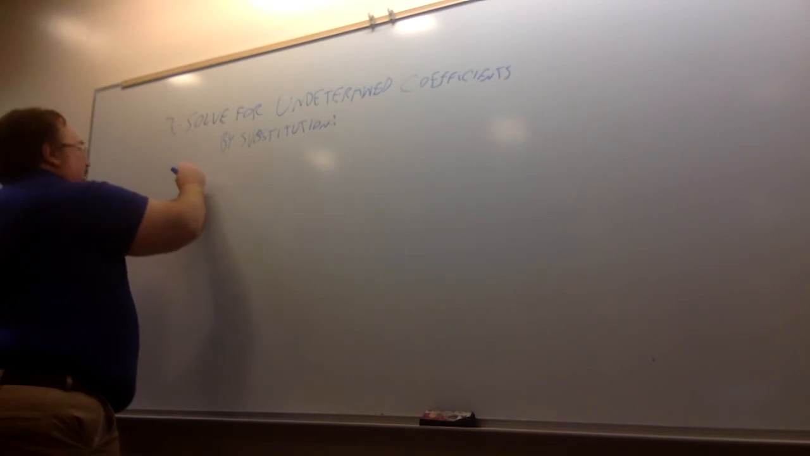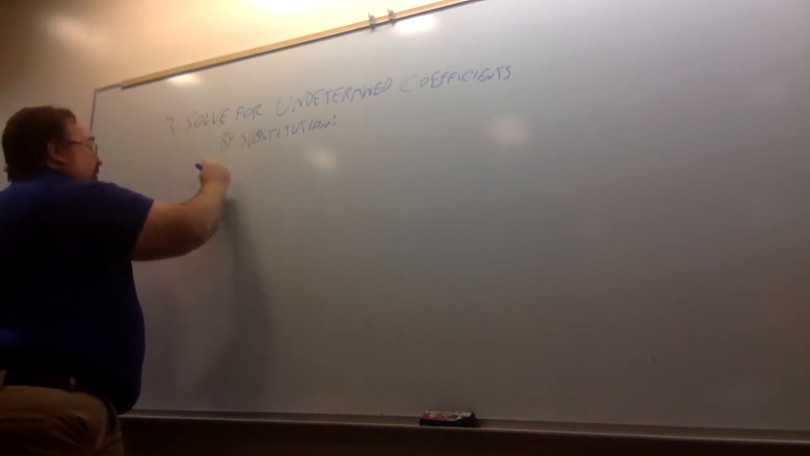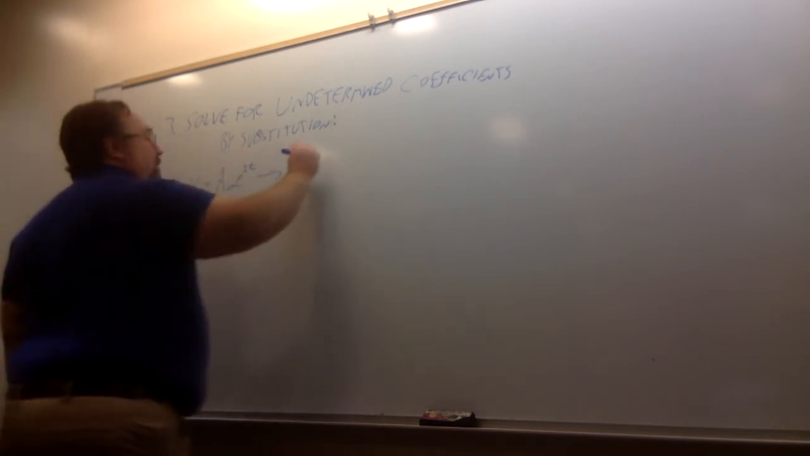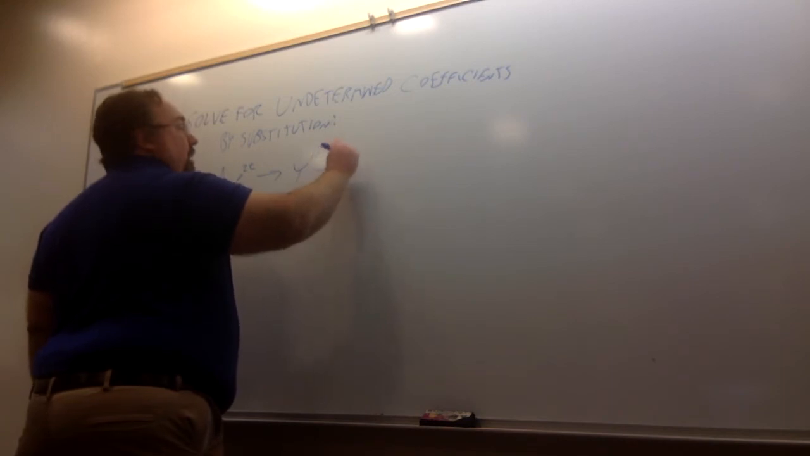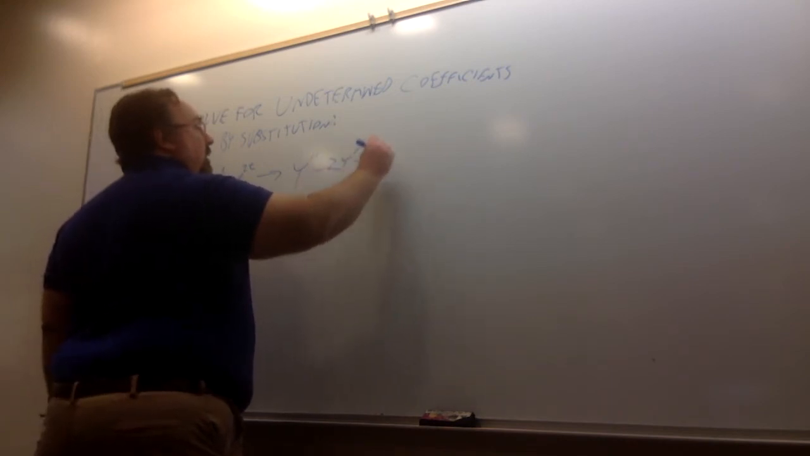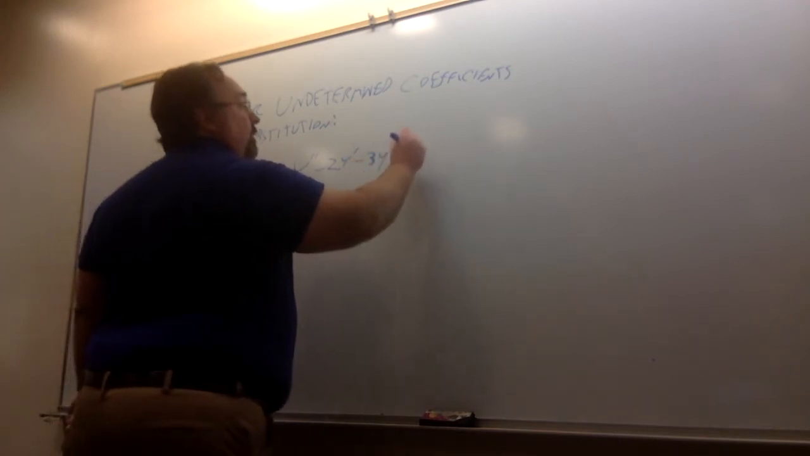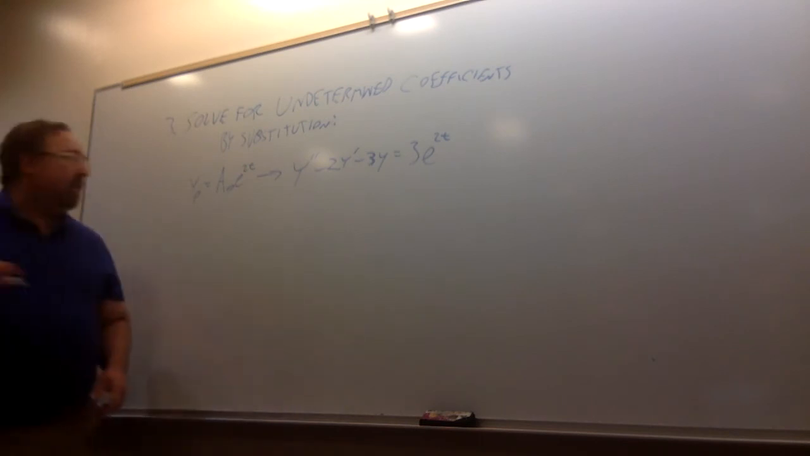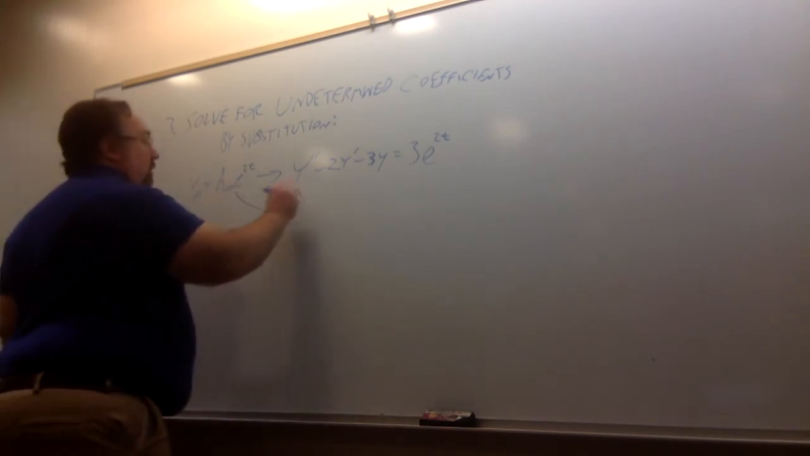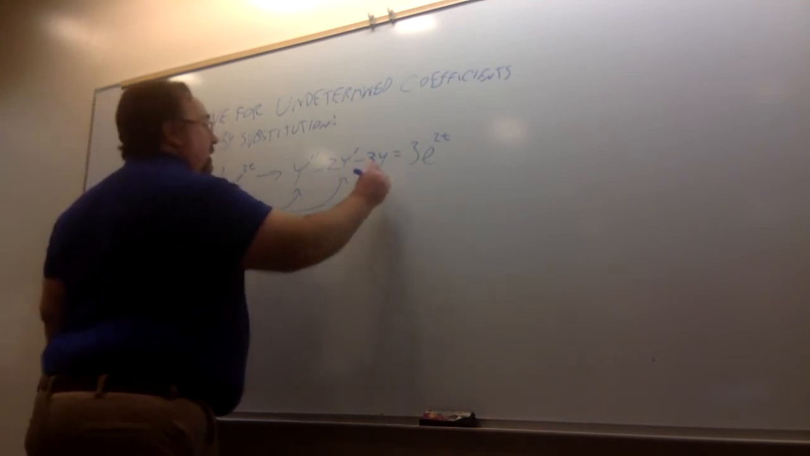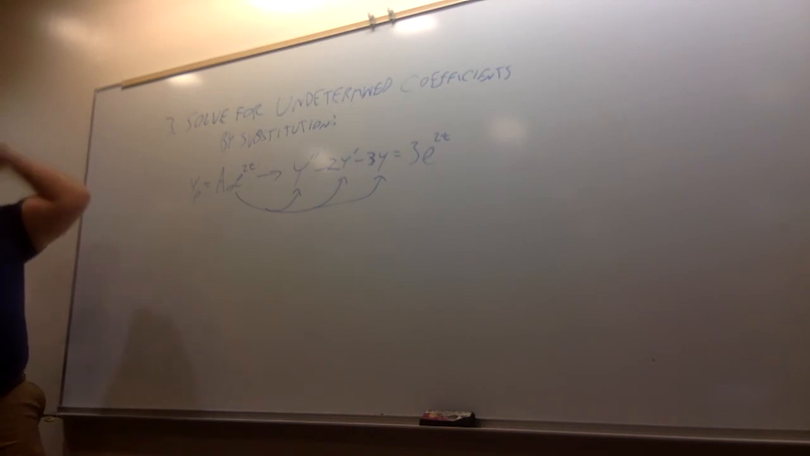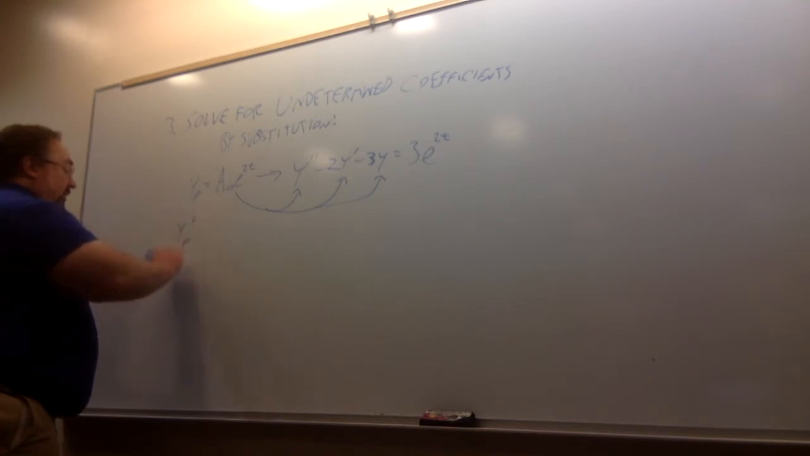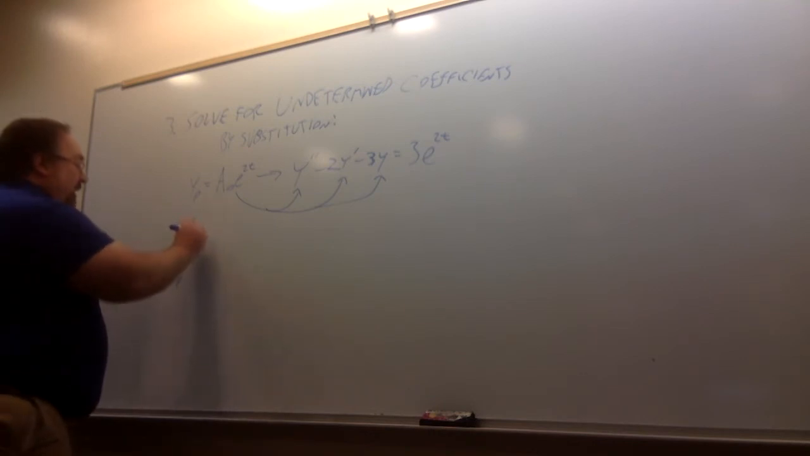So in other words, you're taking yp, which is equal to a0 e to the 2t, and substituting it into y double prime minus 2y prime minus 3y is equal to 3e to the 2t. All right. So you're substituting yp for y throughout. So that means you need its first and second derivatives. You might as well just compute those right off the bat.